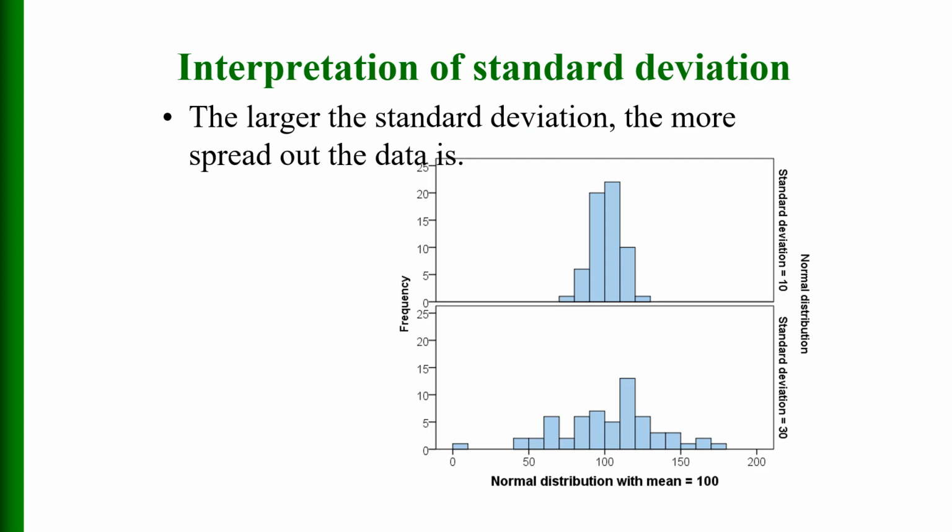Now, interpretation of standard deviation. The larger the standard deviation, the more spread out. If you see in this diagram, the standard deviation is equal to 100, whereas in this diagram, the standard deviation is equal to 30. So this means that here the data spread out more, and here the variation is little, small.